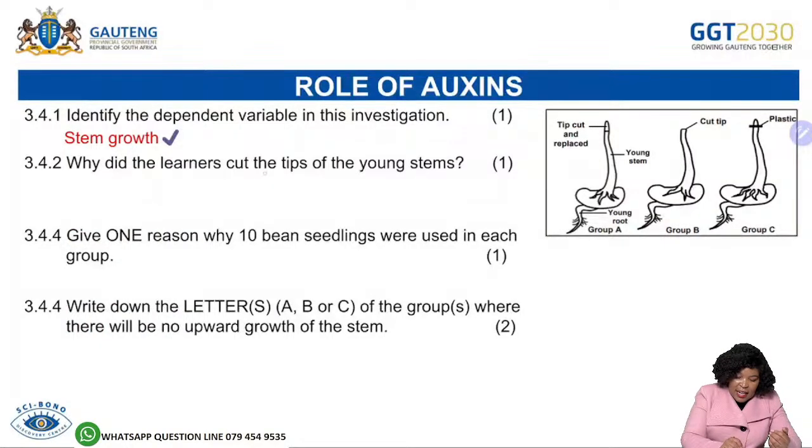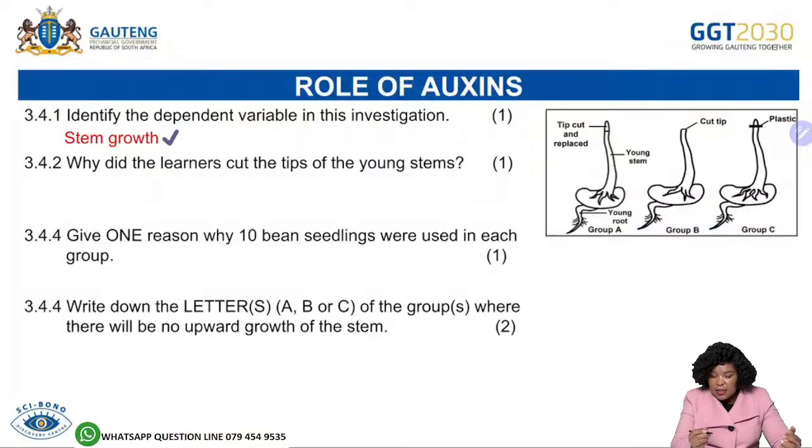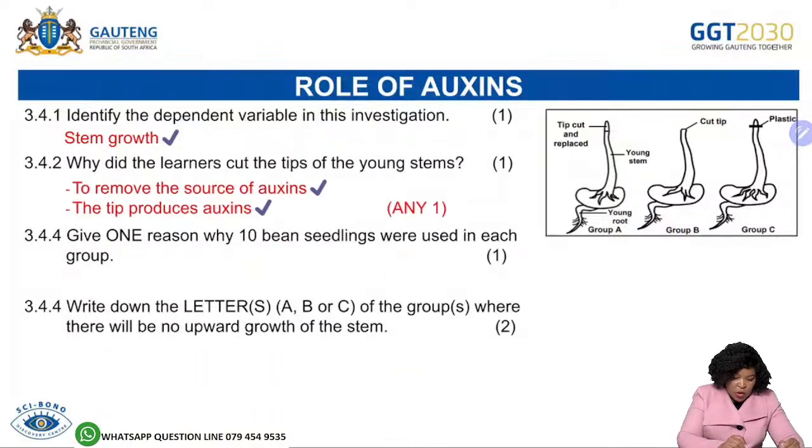Now, why did the learners cut the tips of the young stems? So why were these tips cut? Because what do you want to remove if you are cutting this? Remember the aim of the investigation. We were checking the roles of what? Of auxins on stem growth of these seedlings. So they cut those tips because they wanted to remove the source of auxins. Remember, the auxins are found there at the tip. So you are removing the source of the auxins, because that is the factor you are investigating. The tips are the ones that produce auxins. Any one of those you can give and get a mark.